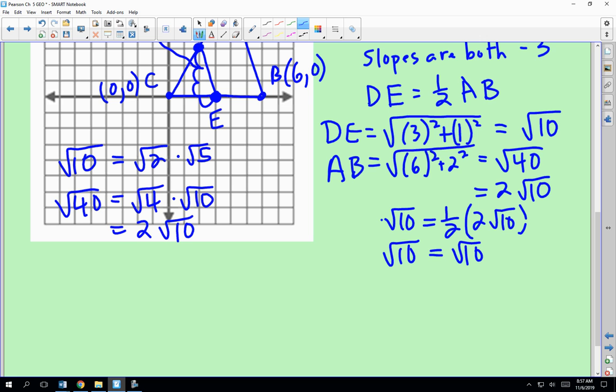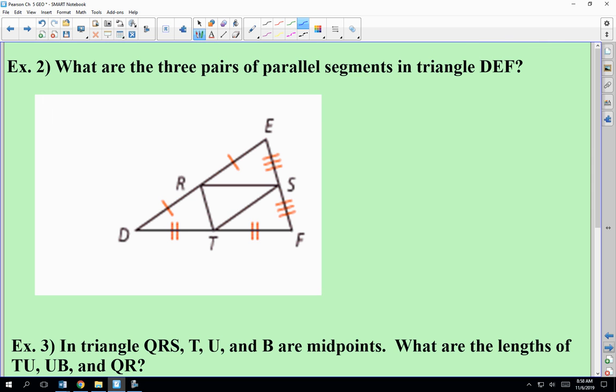We'll eventually get to a spot they came up with. It's from the textbook, where they said, this is a way you might use this theorem. So example 2. What are the 3 pairs of parallel segments? Everybody get this written down? Got it? So what are the 3 pairs of parallel segments in triangle DEF? I'm going to do the first one and see if you can do the next 2.